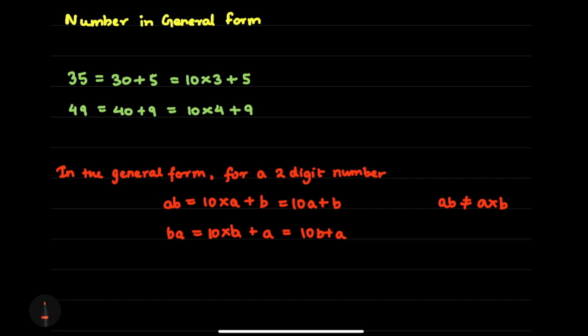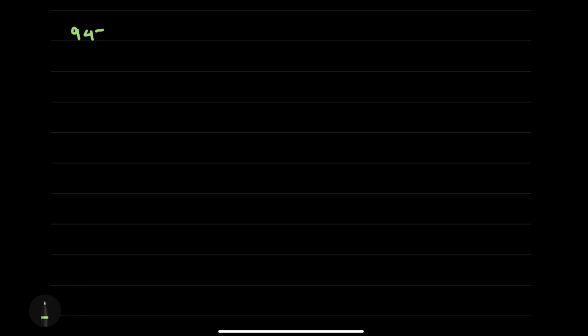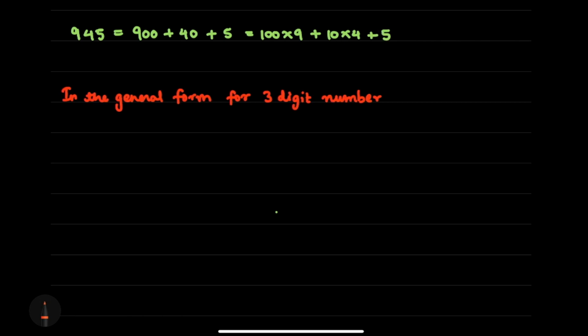Similarly, let's try a three-digit number. Let's take an example of 945. This can be written as 900 plus 40 plus 5, and this can be further written as 100 into 9 plus 10 into 4 plus 5. And let's write this in a general form again. This can be written as ABC, so we will have 100A plus 10B plus C. Let's reverse this and have CBA, and this can be written as 100C plus 10B plus A. And we can reverse or circulate it in any way we like.